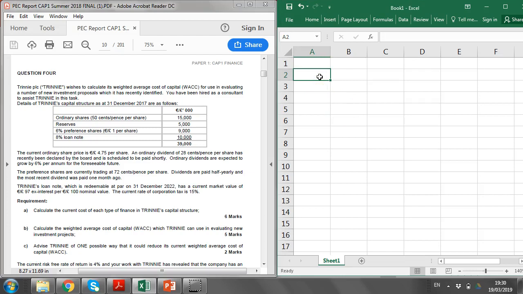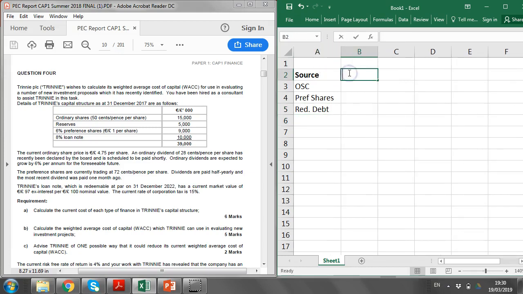In this question we have 3 sources of finance. So I would always, for a WACC question, lay out the table and then do your workings underneath. So you have a source here, you have ordinary share capital, you have preference shares, and you have redeemable debt. So you have 3 sources of finance here. What you need to do is get the cost of each, you need to get the market value of each, and that will then allow you to get your weighting. So usually put it in a table like that.